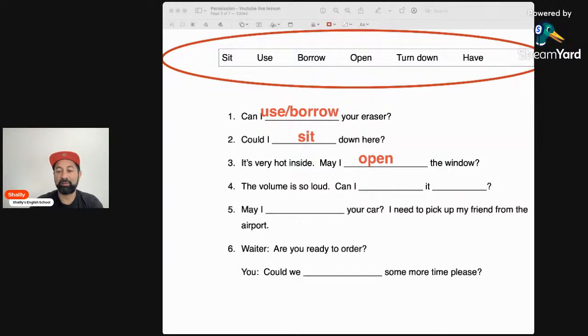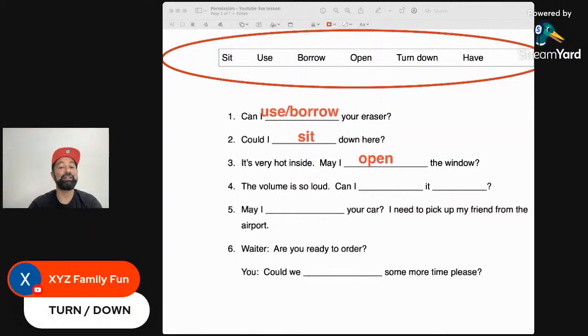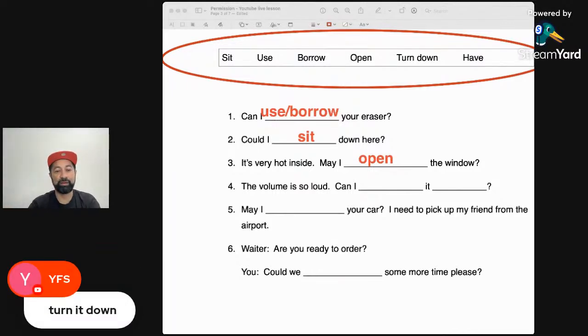All right, so we've got from XYZ, turn down. Can I turn it down? Turn down means to decrease, reduce the volume. YFS, turn it down, perfect. The opposite of turn down is turn up. So if I want to decrease volume, I say turn down. But if I want to increase the volume, we say turn up. So make sure you remember that vocabulary word also. These two are opposites.